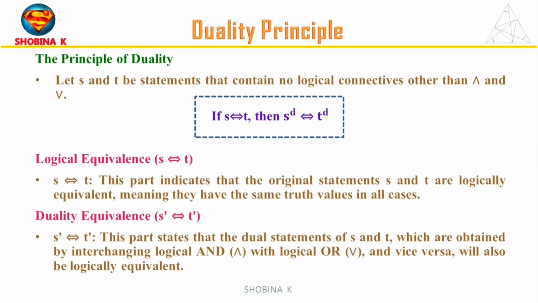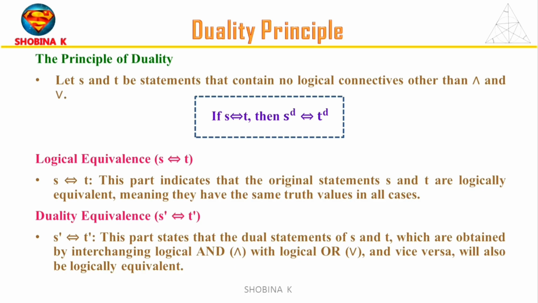Now let's move on and understand the duality principle. It is a principle that allows you to transform a logical statement about conjunction and disjunction into an equivalent statement with operators interchanged. The principle of duality can be defined as: let S and T be statements that contain no logical connectives other than AND and OR. If S and T are logically equivalent, then the dual statements S' and T' will also be logically equivalent.